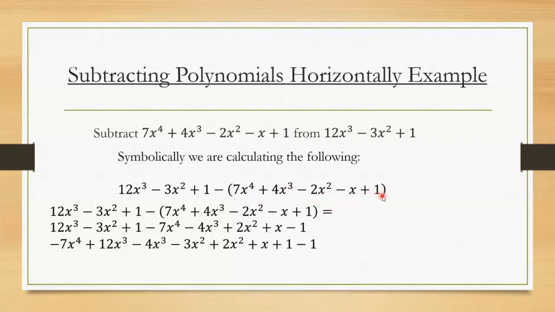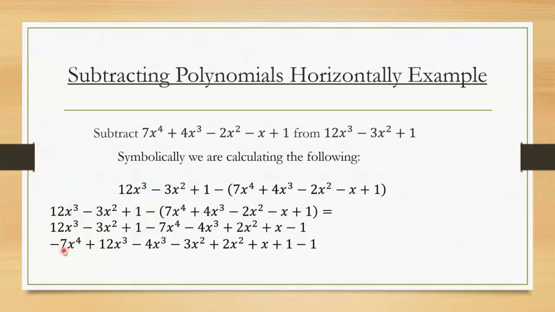I put parentheses around it. And we have to distribute that negative. That's what I'm trying to show you here. Okay, as you can see. And now we combine 12x cubed, right?